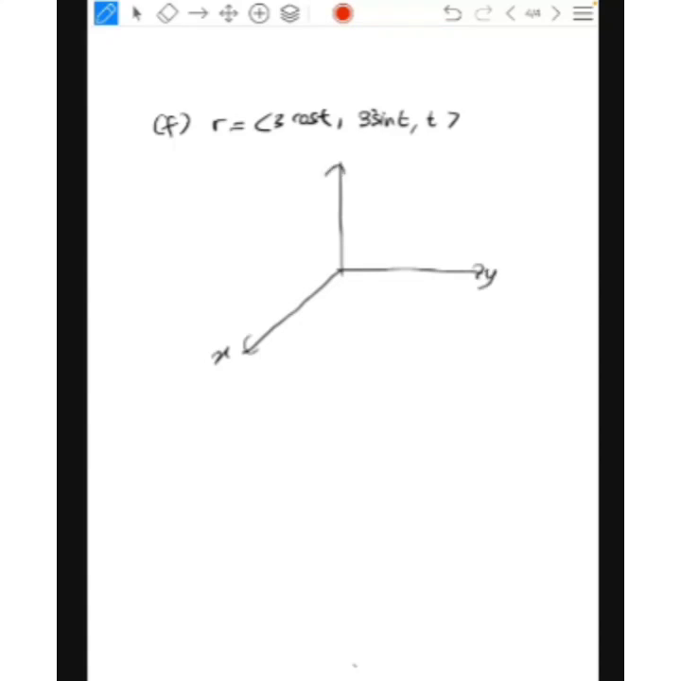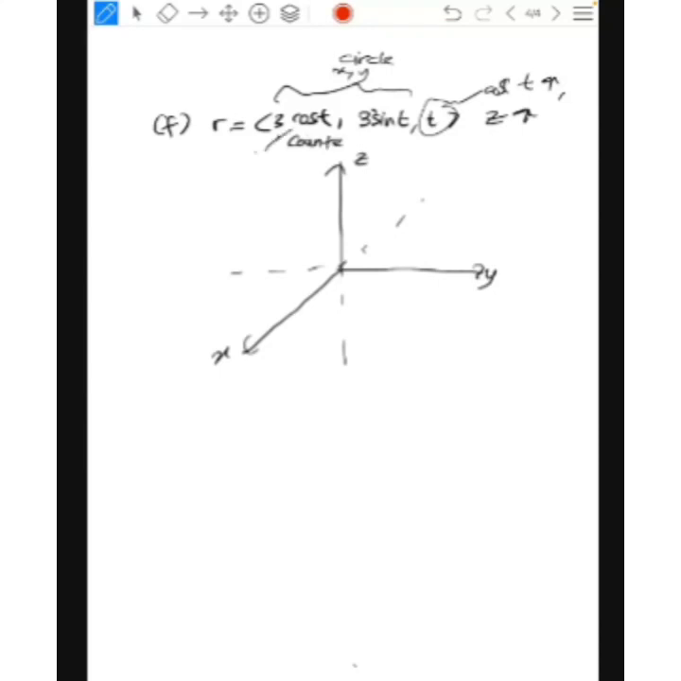Okay, so F is like what we saw before. r equals 3 cos t, 3 sine t, and t. So you have now x, y, z. So you have to draw in 3D. x, y, and z. The circle is on x, y. This is the circle. And then the helix goes up with t. And as t increases, z also increases. So, and then this one is cos sine. It is counterclockwise, okay?